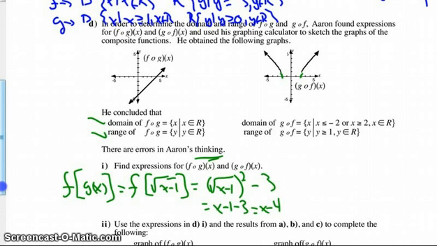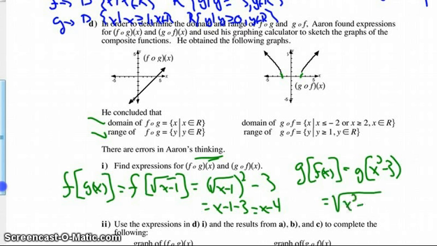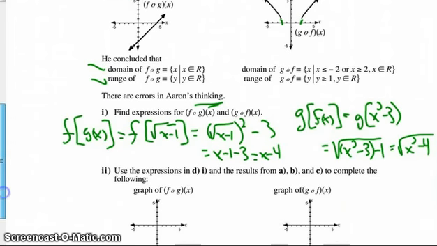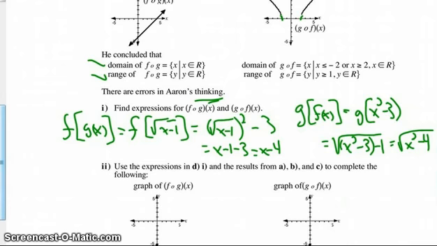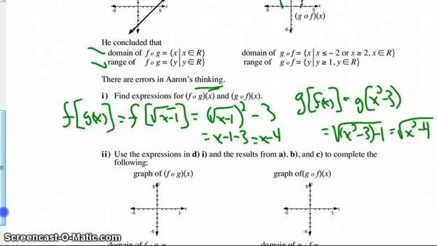That's handy. If we do g of f of x, we know that f of x is equal to x squared minus 3. So if we put that inside of g, we end up with the square root of x squared minus 3 minus 1, which then becomes the square root of x squared minus 4. And we found expressions for those, and when we look at these things, clearly you can see that.